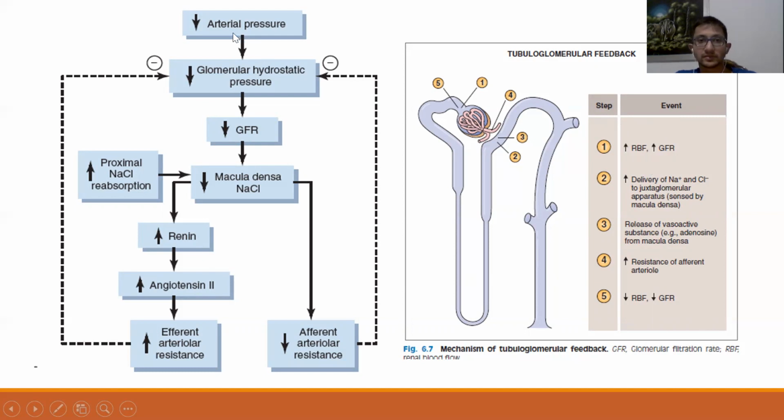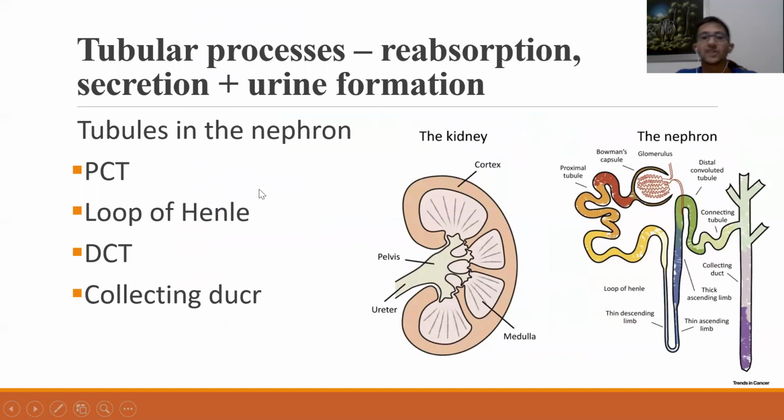Once again over here, this is for the decreased arterial pressure I spoke about. And yeah, the hydrostatic pressure is decreased. It's decreased GFR, decreased NaCl, thanks to macula densa, leads to the release of renin, which, through a cycle, activates angiotensin 2, leads to increased efferent arteriolar resistance, which leads to an increase in the GFR.